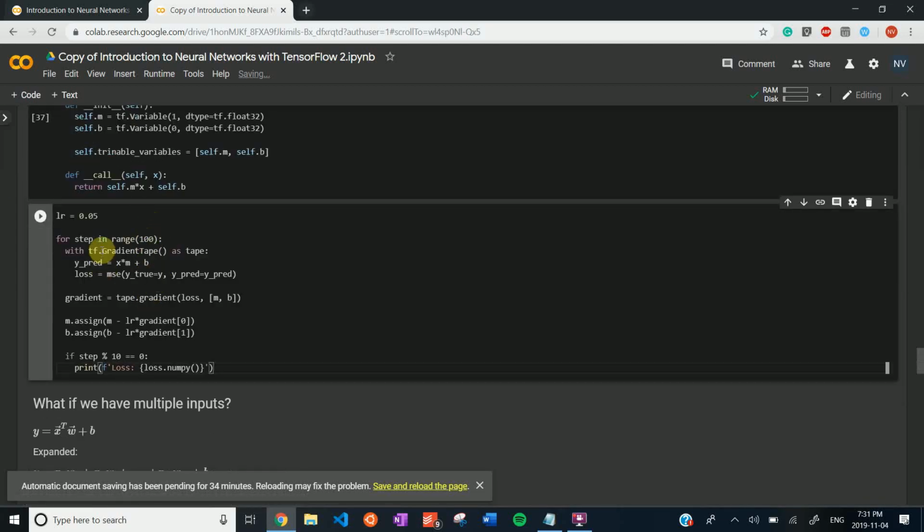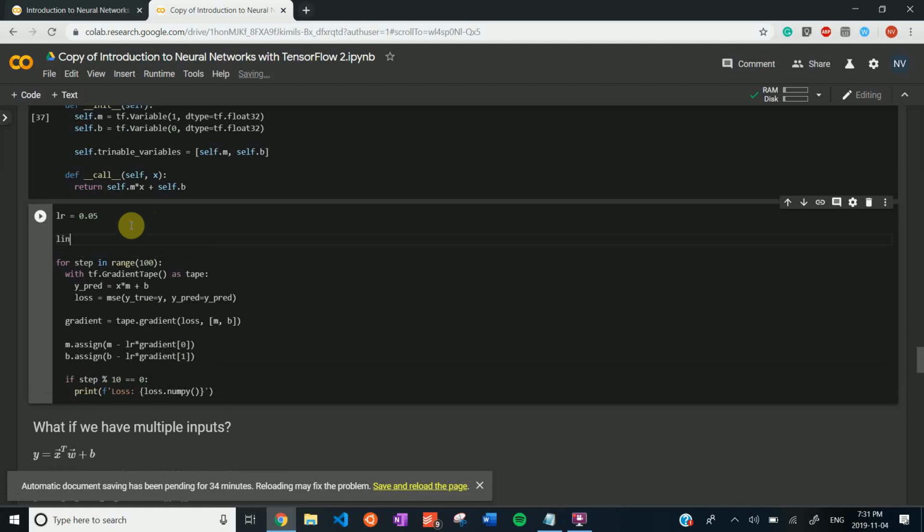Because we can do the following. Now we can define some linear model to be our linear function. Equals linear. So now this is super easy. All we have to do is call this linear model on our input. And instead of keeping track of m and b, we can just do linear model.trainable variables.